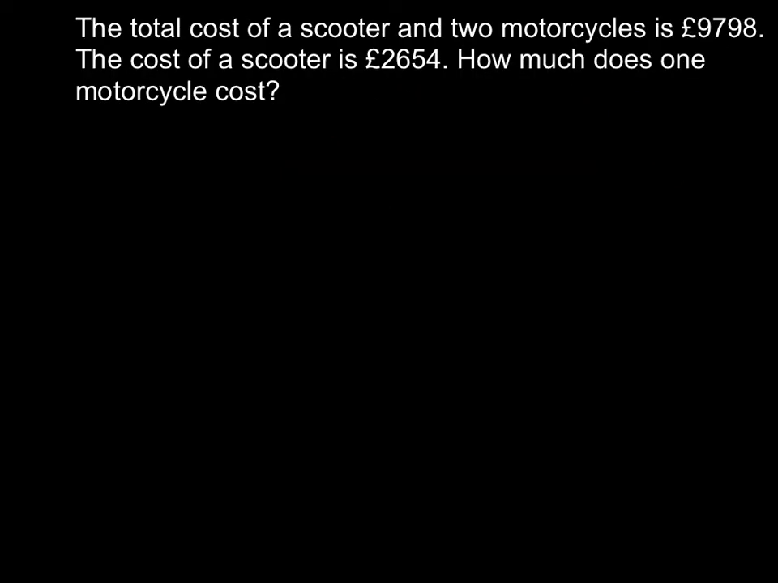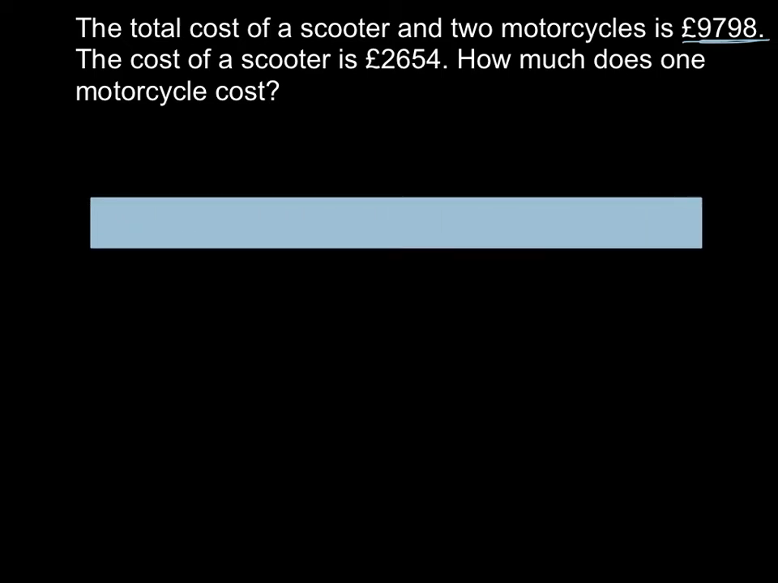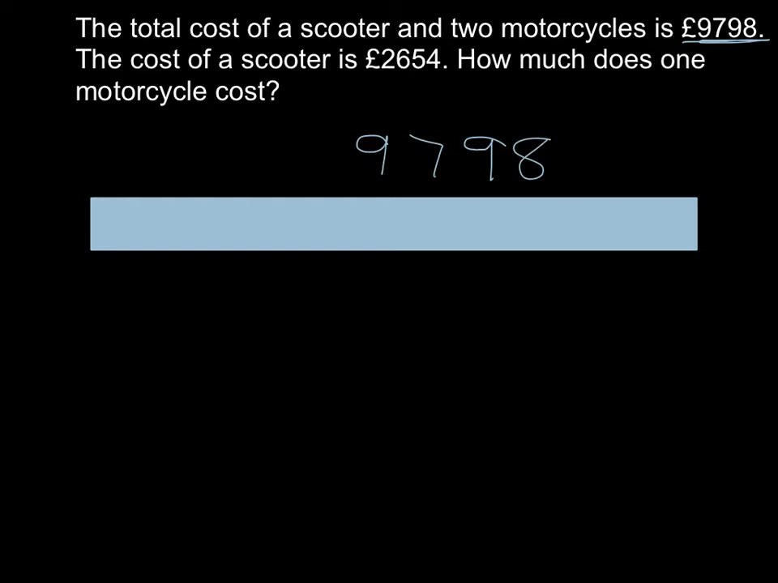So this one's a little bit more complicated. The total cost of a scooter and 2 motorcycles is £9,798. The cost of a scooter is £2,654. How much does one motorcycle cost? So again, I'm going to look at the question and work out what I know and what I don't know. So I can see that I've got a total cost here, and so that's what I'm going to draw with my bar. So the whole total cost of a scooter and two motorcycles is £9,798.